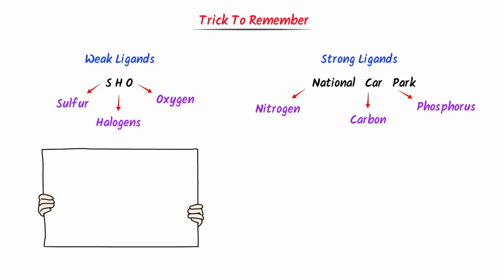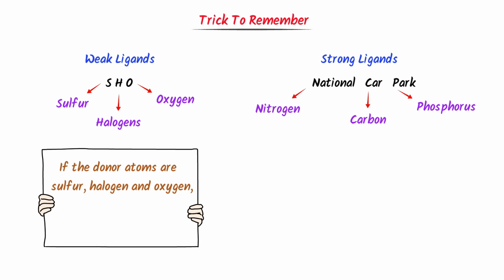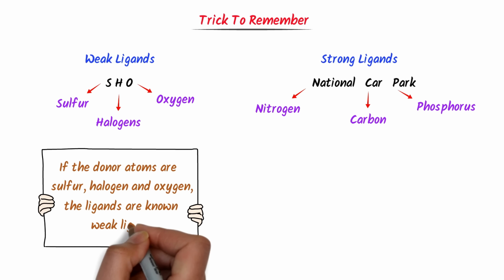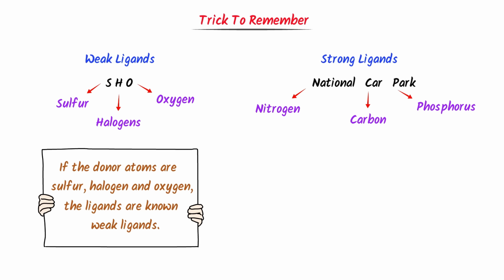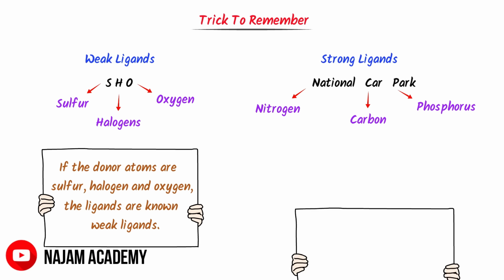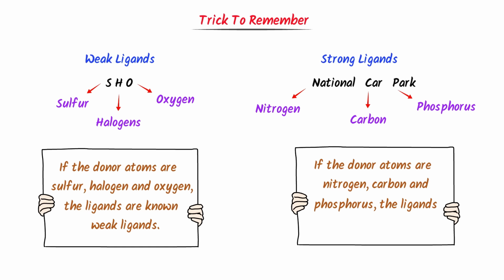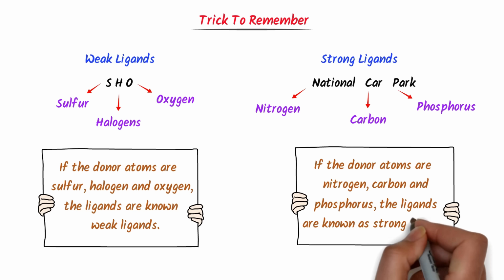Now listen carefully. If the donor atoms are sulfur, halogen, and oxygen, the ligands are usually known as weak ligands. Let me repeat it. If the donor atoms are sulfur, halogen, and oxygen, the ligands are usually known as weak ligands.